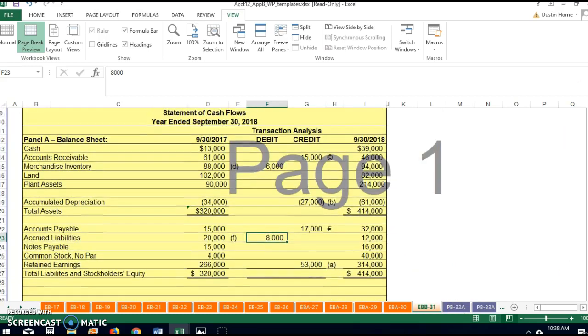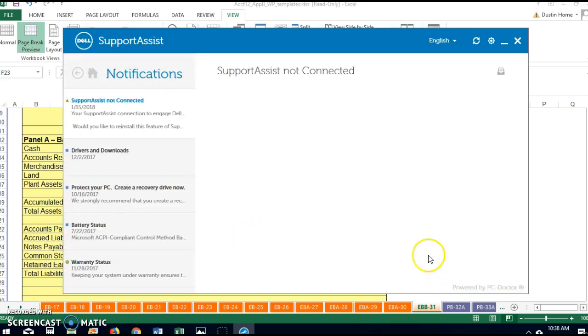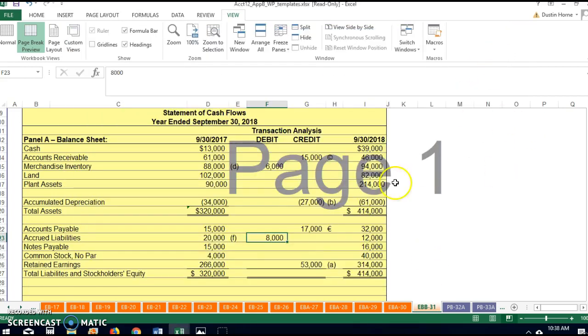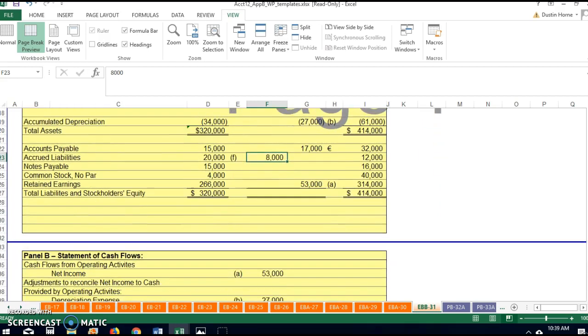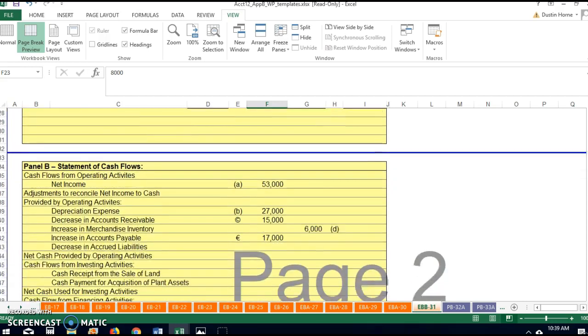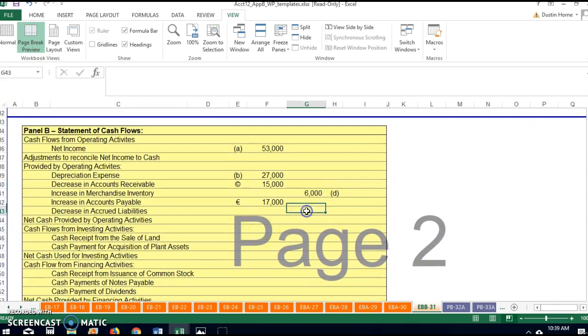Okay. So here we have a F, a debit, because remember, decrease in a current liability. Decrease in a current liability is a decrease in cash. So for F, our decrease, I already forgot what that number was. I believe it was 8,000.